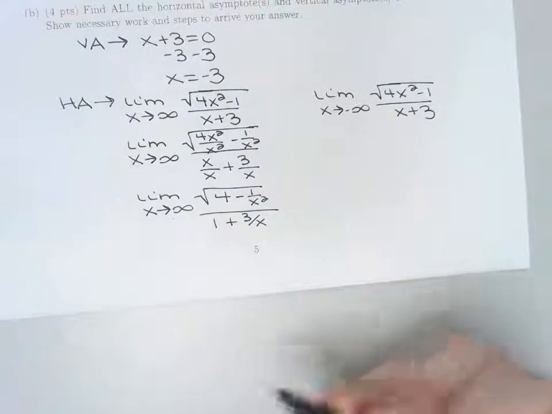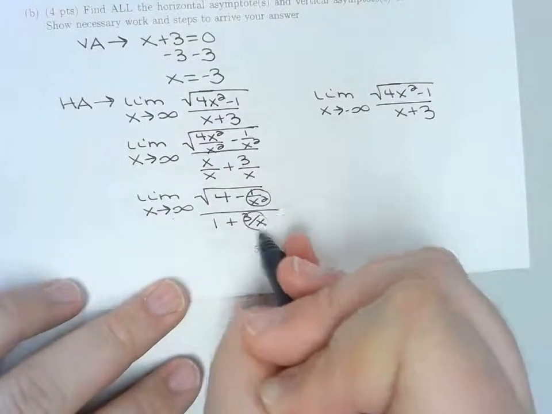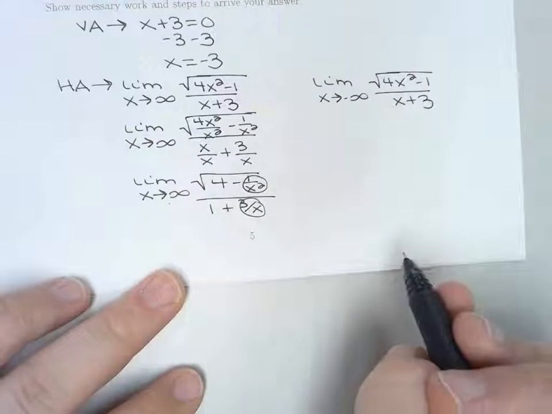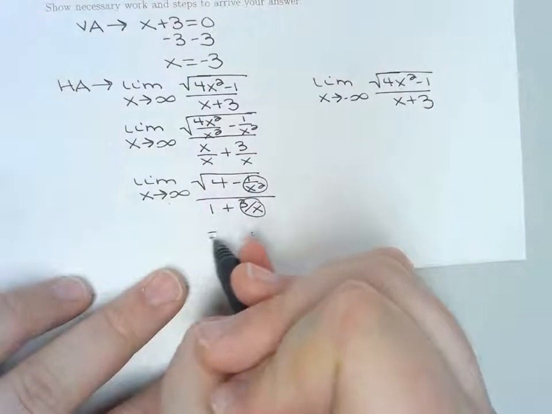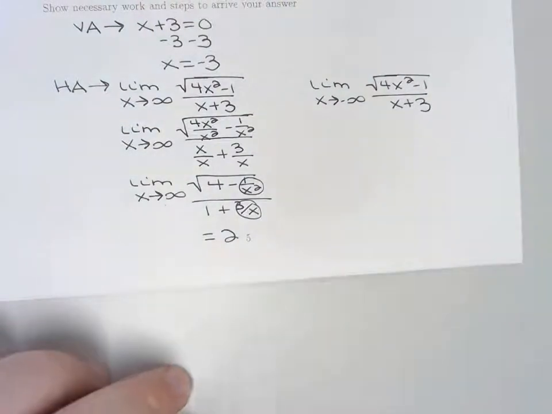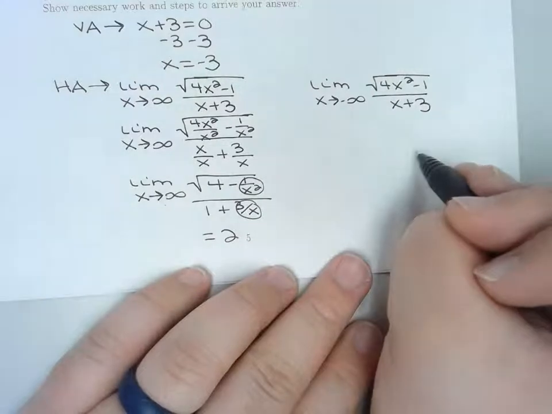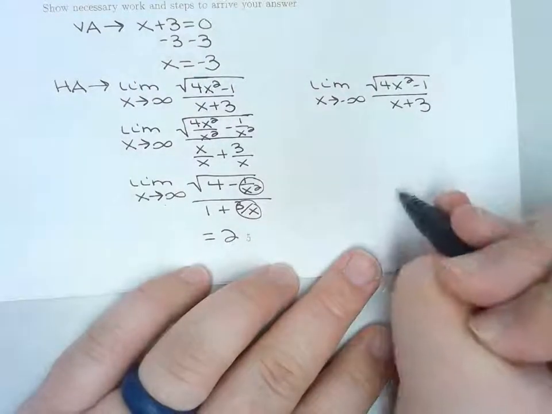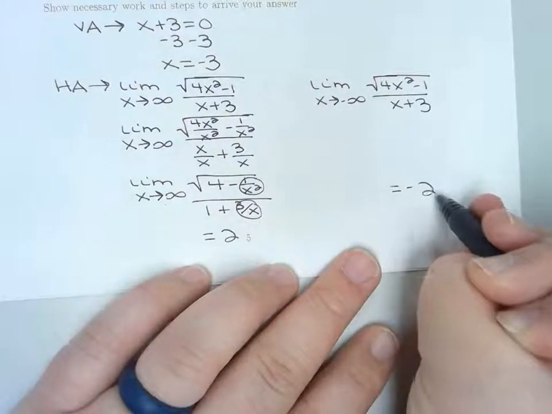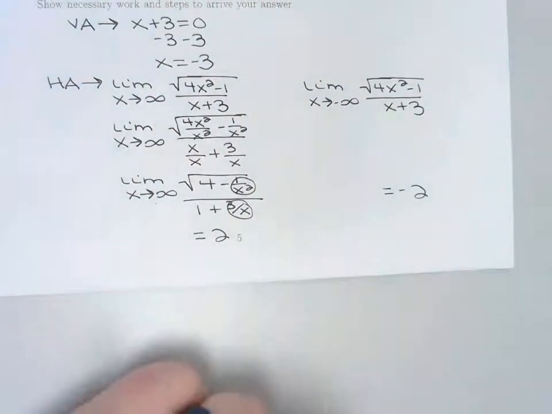Using that formula, if I'm going to infinity or negative infinity of a constant over x to any power, that is 0. So 0, 0, square root of 4 over 1 is 2. You do the same process over here, but I'm going to negative infinity, so that's going to make it negative 2.